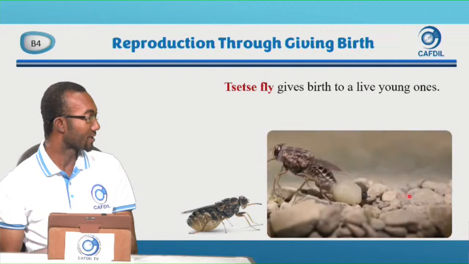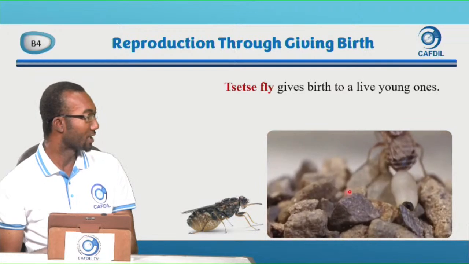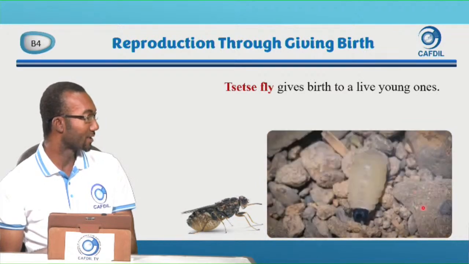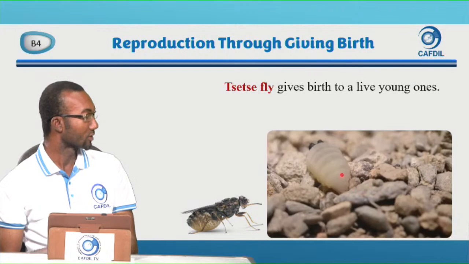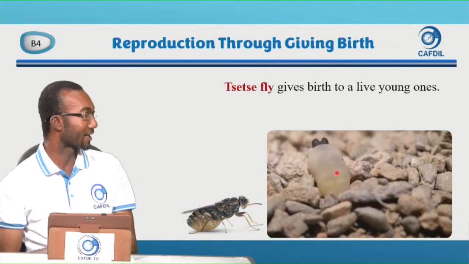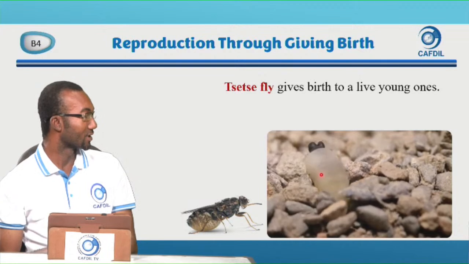This is not the egg, this is a young butterfly giving birth. When they are born, they hide themselves for about a month for them to mature fully before they come out. So this is a young butterfly being given birth to. An egg cannot move, you see, so they give birth.